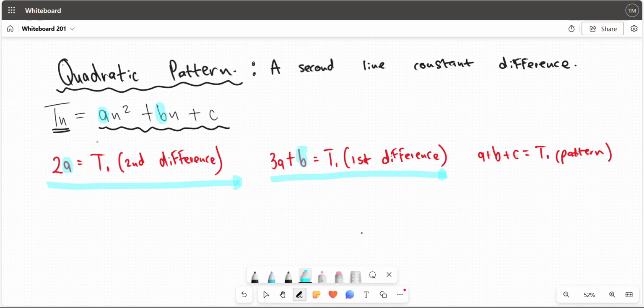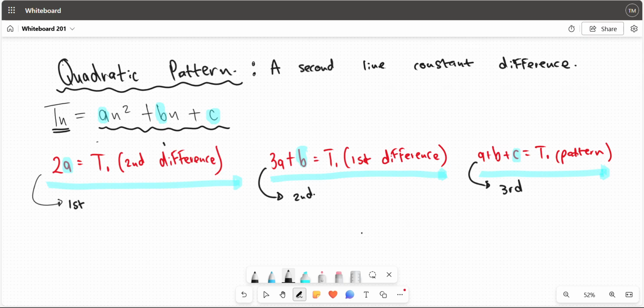And lastly, to solve for c, which is the same as the c in the equation, you use this last equation that says a plus b plus c is going to give me term 1 of the pattern, the first term of the pattern. And the order in which we solve these, which is very important, is that we solve this first, this one second, and this last equation we solve last.